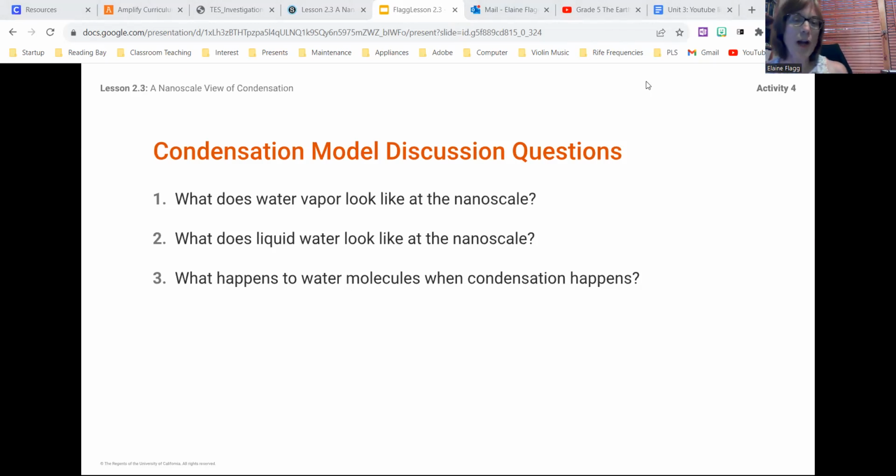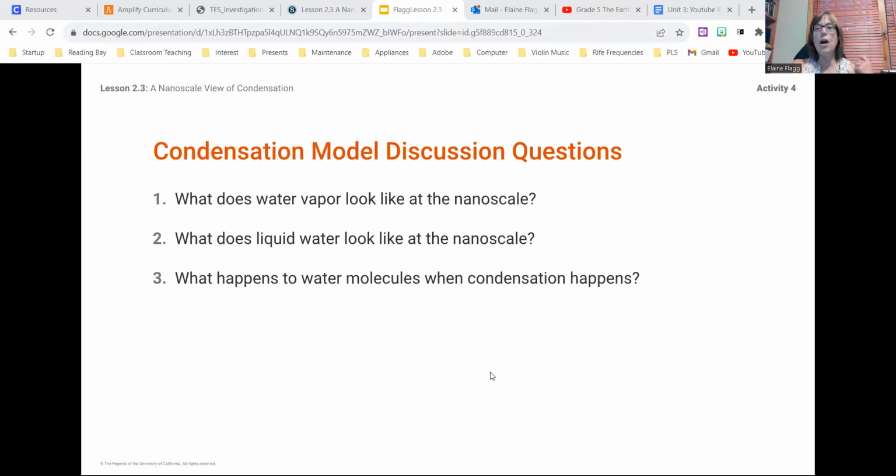Okay, so let's continue on talking about the condensation model questions. So first of all, the idea is, what does water vapor look like at the nanoscale? So hopefully you're able to tell that water vapor at the nanoscale is more spread out than liquid water. Number two, what does liquid water look like at a nanoscale? And hopefully you saw that it was clustered together. And what happens to water molecules when condensation happens? And we're going to continue to investigate it as we are able to.